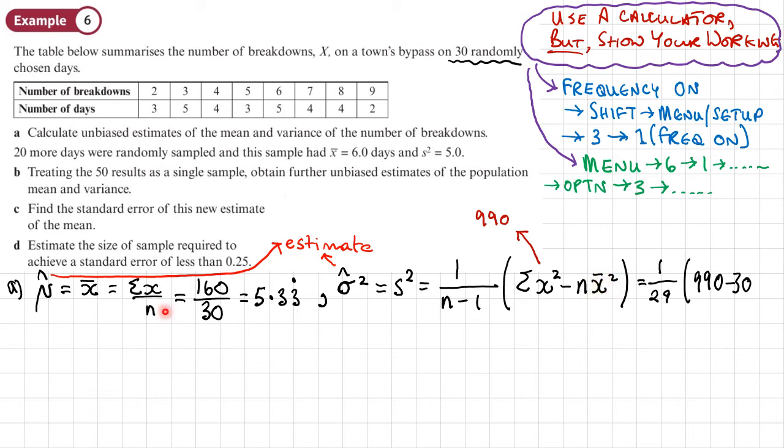Now that's going to be this value here, so I'm going to put the exact value in. So times, just got enough space, 160 over 30, and that's all squared, and we'll see what that gives us. Now that gives me exactly 410 over 87. If I use the SD button, that gives me 4.7126. So let's call it 4.71, 3 significant figures.